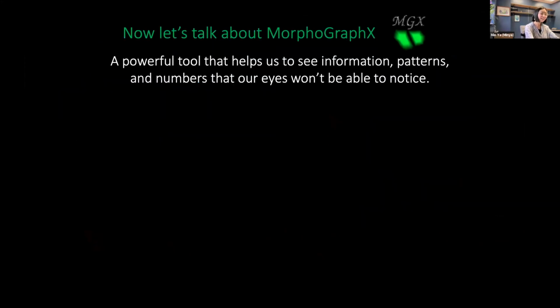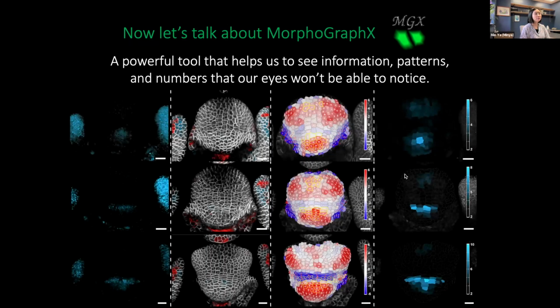I first got to know this software a few years ago during grad school, and it really became a very important part of many of my imaging work. Because, as I demonstrated just now, it's a very powerful tool that helps us see the information, the patterns, the numbers that our eyes won't be able to notice. A clear example is this slide. Sure, the first two columns are the maximal projection of the confocal images. It's informative, but not nearly as informative as what we can quantify from the curvature, from the signal intensity.